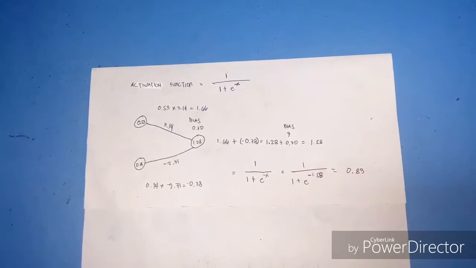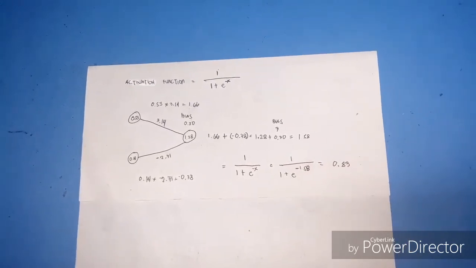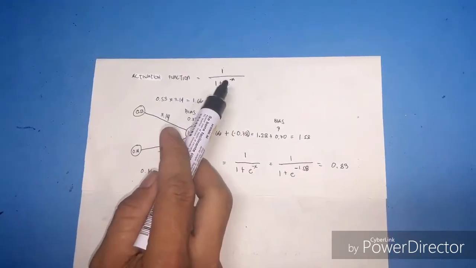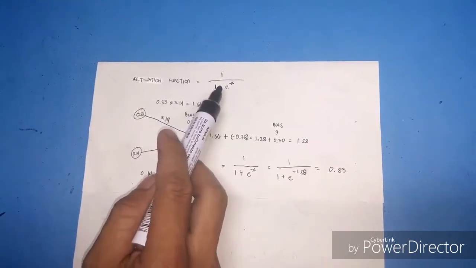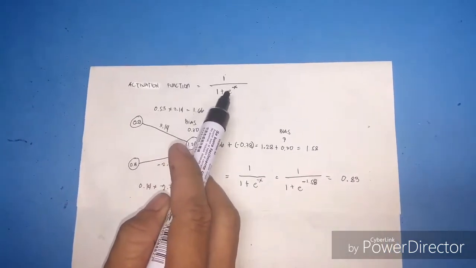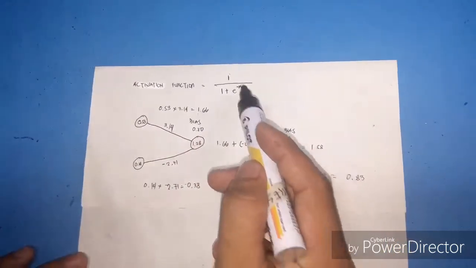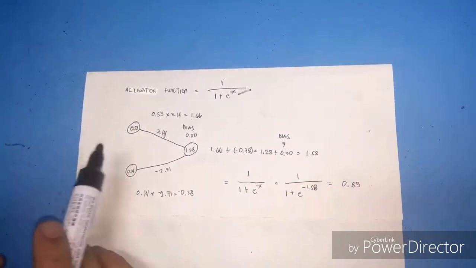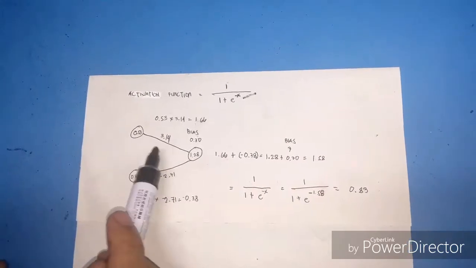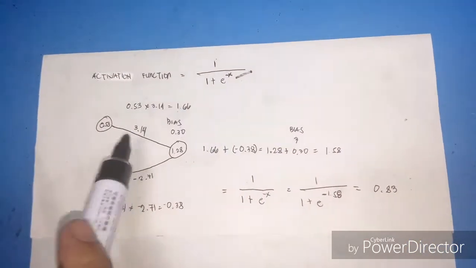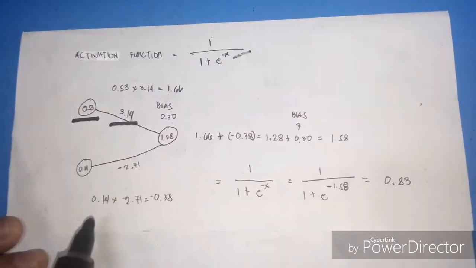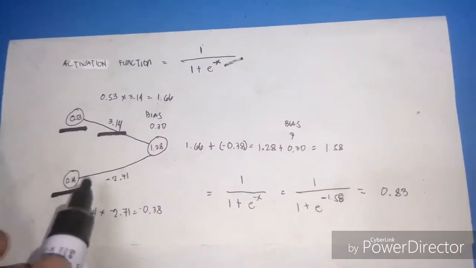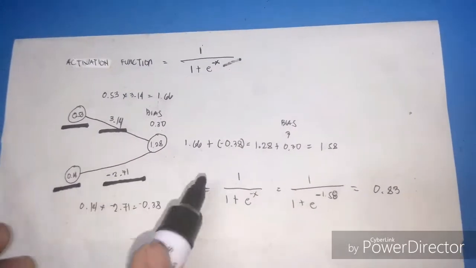After we get this value, we apply the activation function, which is 1 over 1 plus the exponent of negative x. The value we computed will be substituted for negative x here. Suppose we have two inputs. The first input is 0.53 and the weight is 3.14. Another input is 0.14 and the weight is negative 2.71.